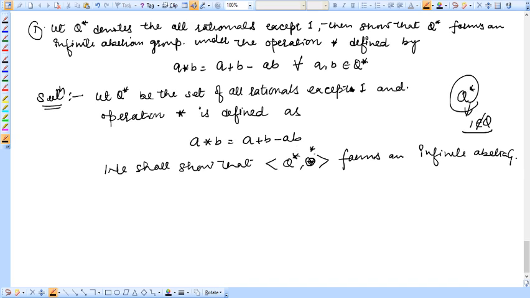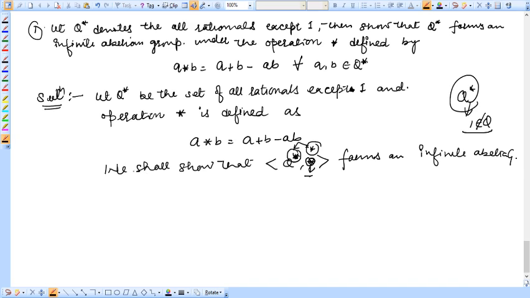Why I'm changing this sign to O, because here is also star, here is also star, right? So you will be getting confused between these two stars. You will be thinking that these two stars are the same, but these are quite different. This star is the operation and the second star is a distinction from the rational numbers, so that you can keep in your mind that 1 is not part of this set, right? Okay, fine, I'm carrying forward with the star operation.